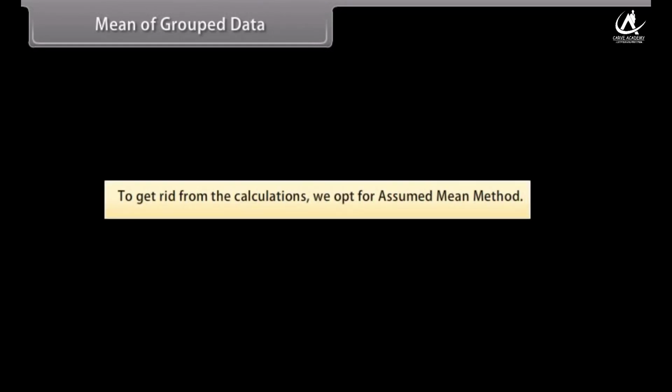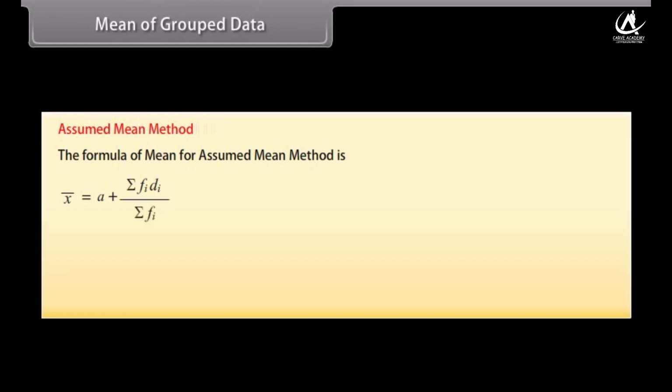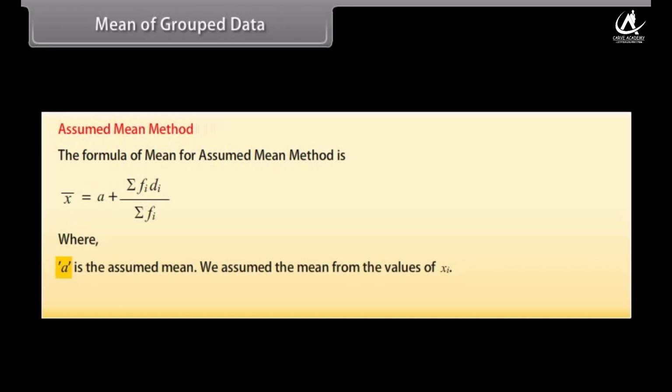Mean of grouped data. Sometimes the product of xi and fi becomes so large that this method becomes quite time-consuming. To get rid of these calculations, we opt for the assumed mean method. Assumed mean method. The formula of mean for the assumed mean method is x bar equals a plus summation of the product of fi and di divided by summation of fi, where a is the assumed mean. We assume the mean from the values of xi. di is equal to xi minus a.